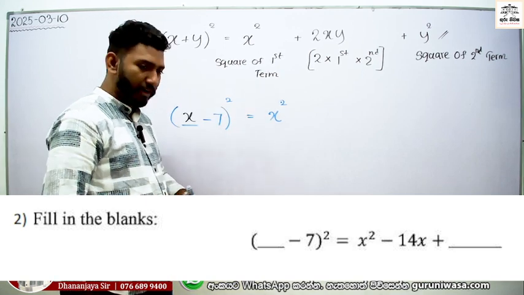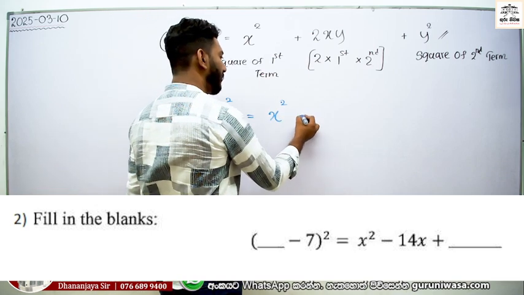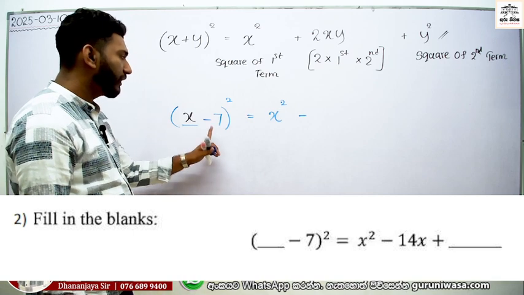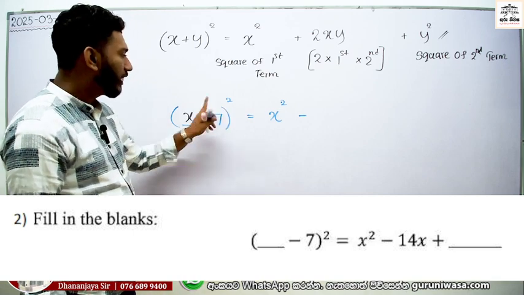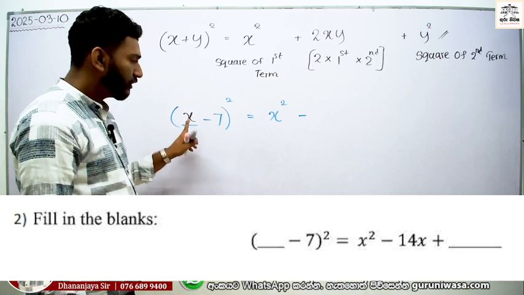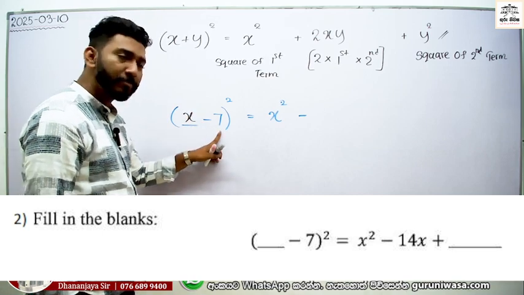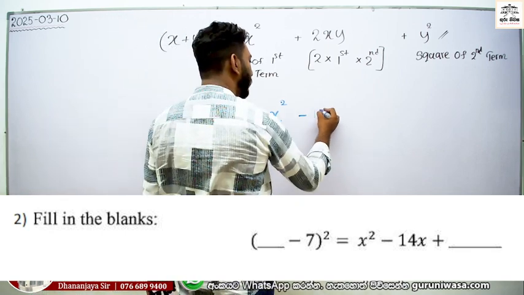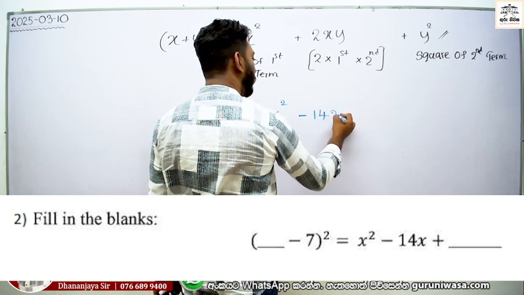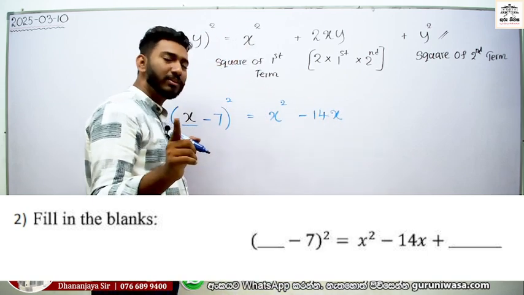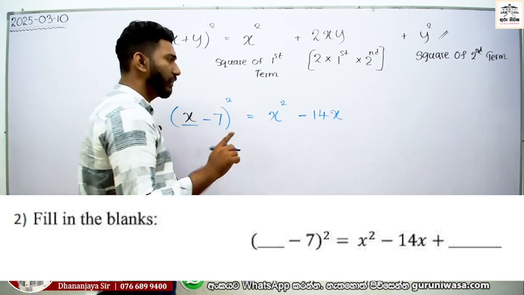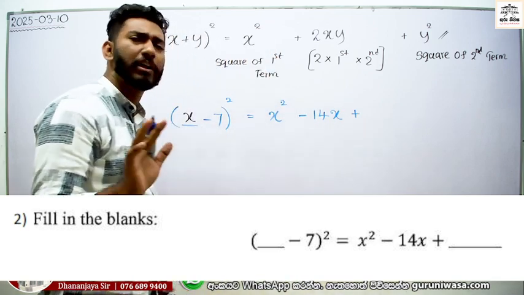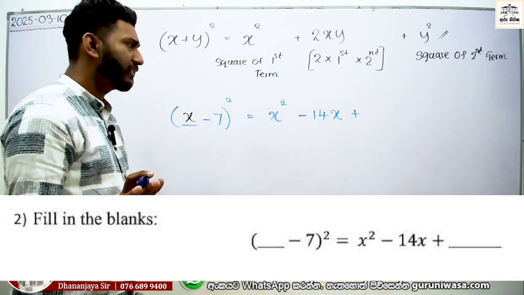Now look at the middle one. How should we work out the middle one? 2 times first term into second term. Now look at this. 2 times x, 2x. 2x into the 7, 14x. Middle one is 14x. And you know, the last one is a plus. And I told you, the first term and the last term are always plus. Always plus. Right. Now tell me the answer.